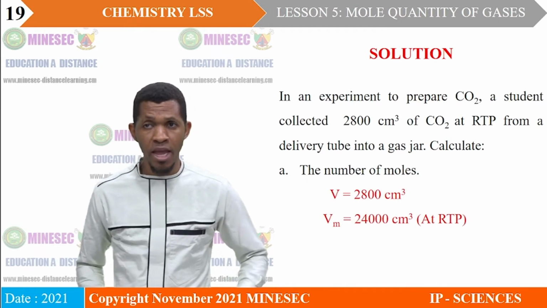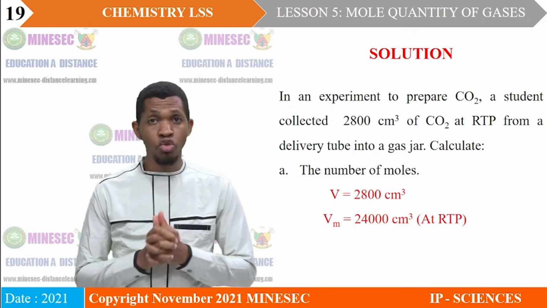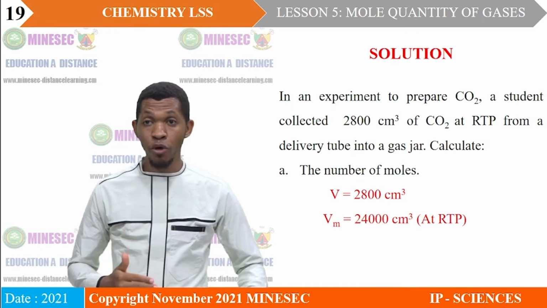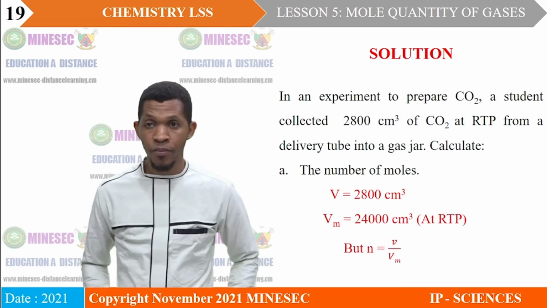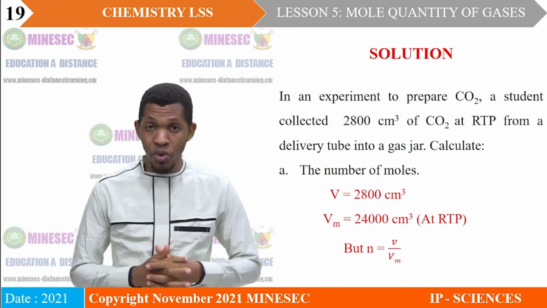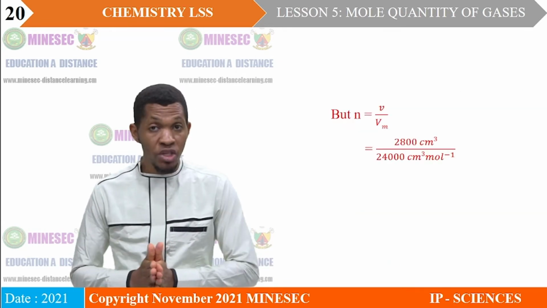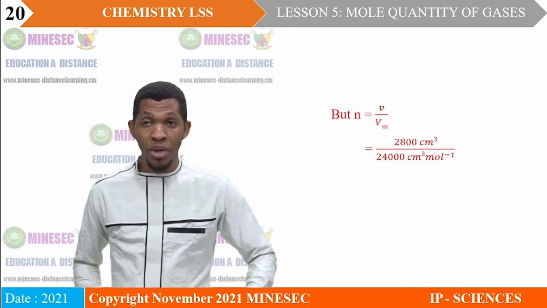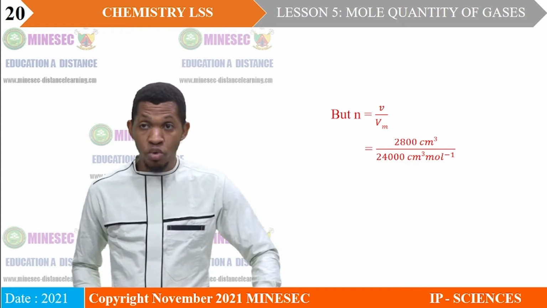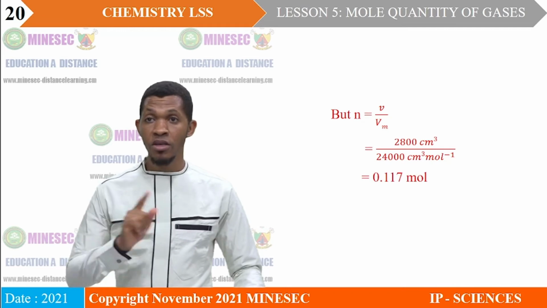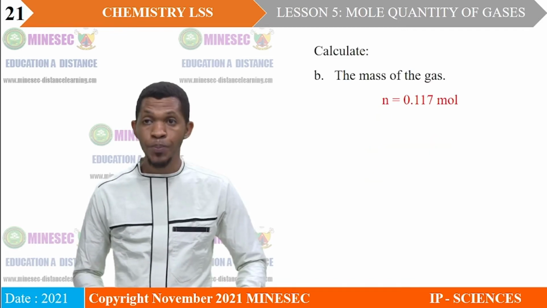Solution. A, calculate the number of moles of the gas. The given volume of carbon dioxide is 2,800 cm3, and the molar volume of carbon dioxide at room temperature and pressure is 24,000 cm3. The number of moles of carbon dioxide can be calculated by dividing the given volume by the molar volume. So substituting given volume and molar volume with their values, we have number of moles of carbon dioxide is equal to 2,800 cm3 divided by 24,000 cm3 per mole. Simplifying this, we have number of moles of carbon dioxide is equal to 0.117 mole.